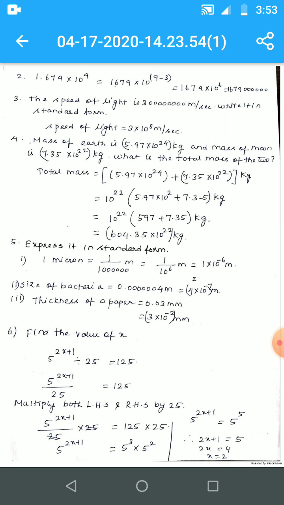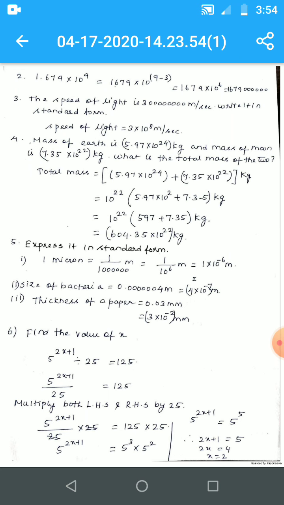Express in standard form. 1 micron. 1 micron means micro, 10 to the power minus 6. Micro means 1 by 10 to the power 6, so it can be written as 1 by 10 to the power plus 6. I can bring it to the numerator: 1 into 10 to the power minus 6. If it is nano, it is 10 to the power minus 9.